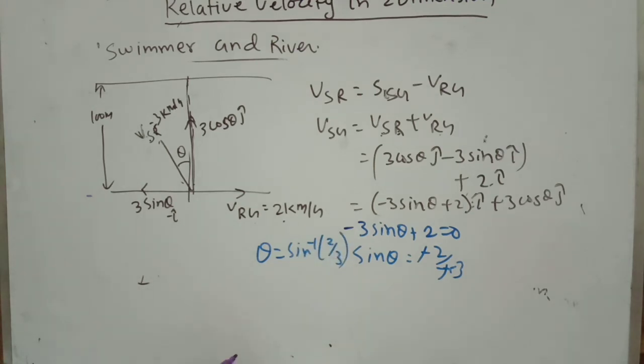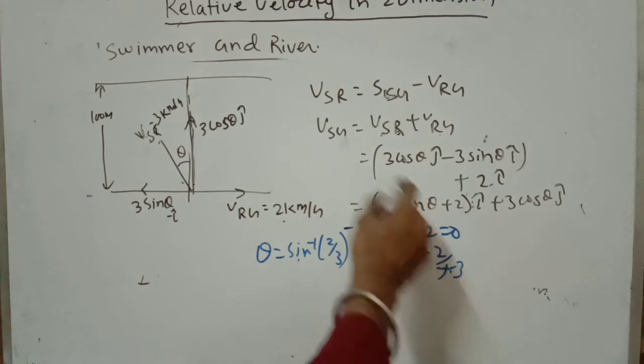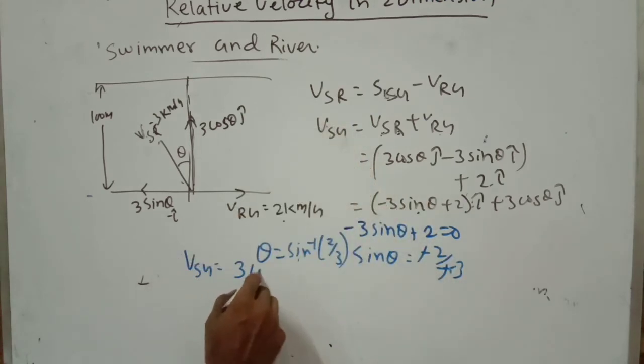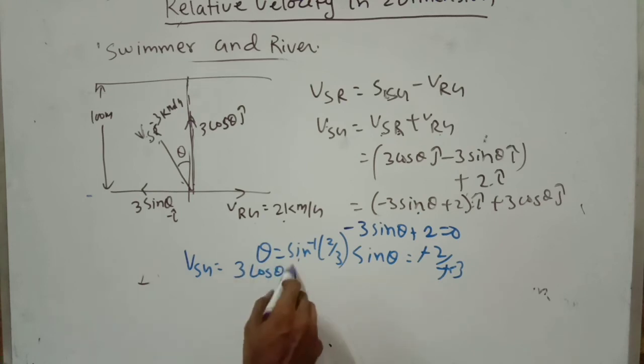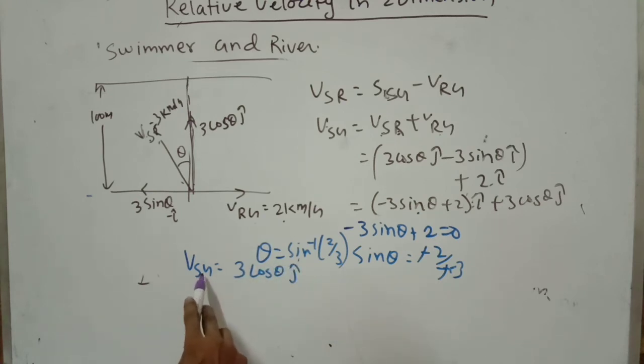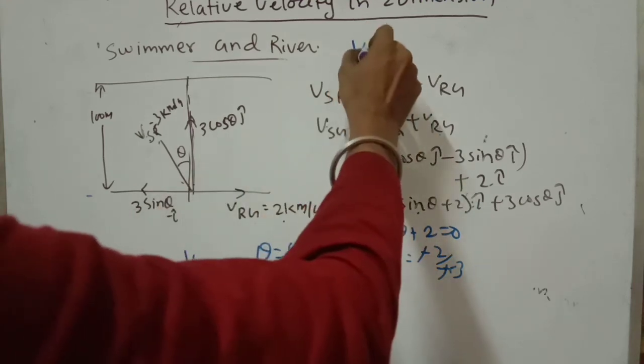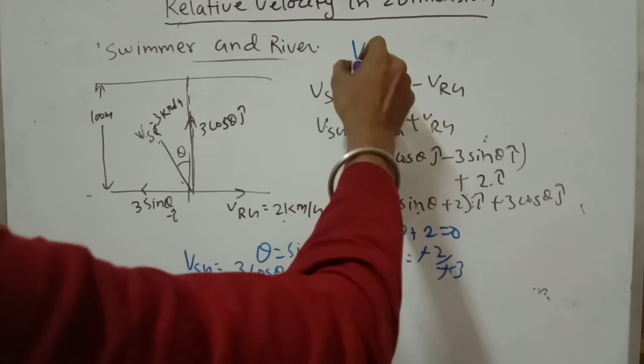Okay, the angle must be what? Sin inverse 2/3. So after you get theta, the velocity of the streamer with respect to the ground has only a 3 cos theta component, along j cap. So what should be the velocity of the resultant? That means you can find the velocity of the streamer with respect to the ground.